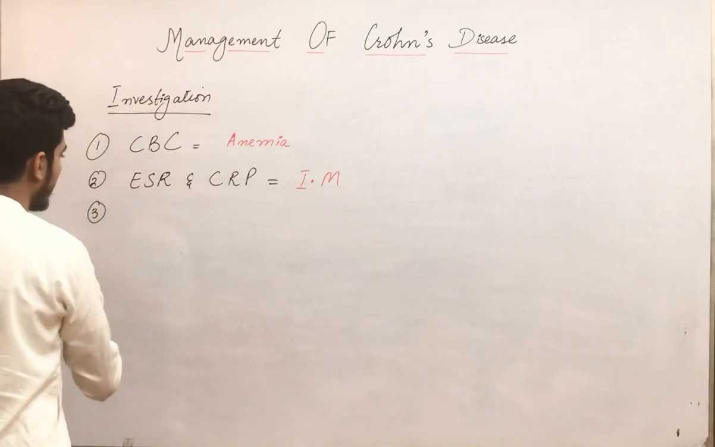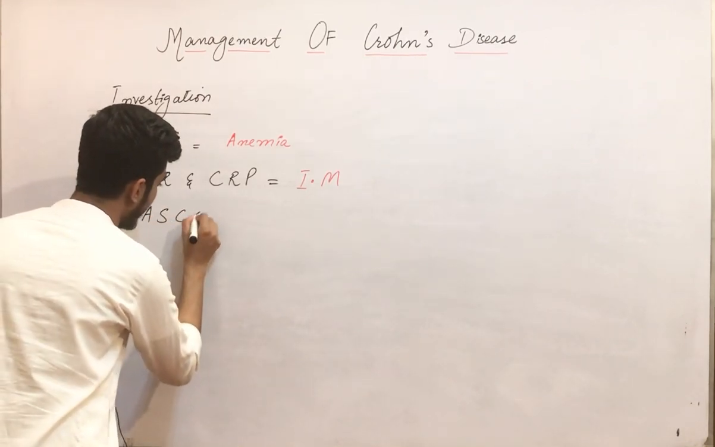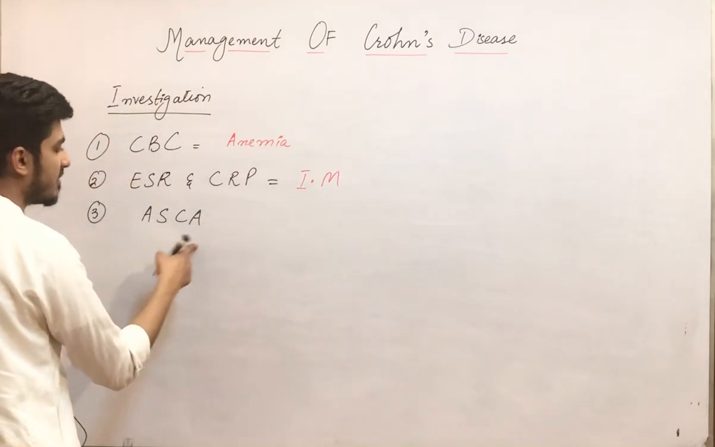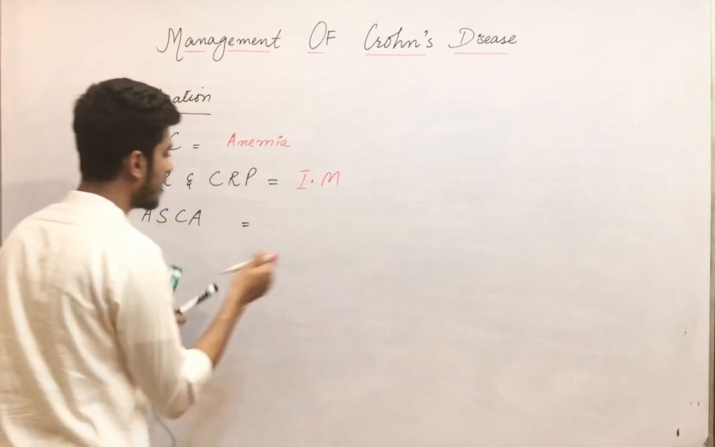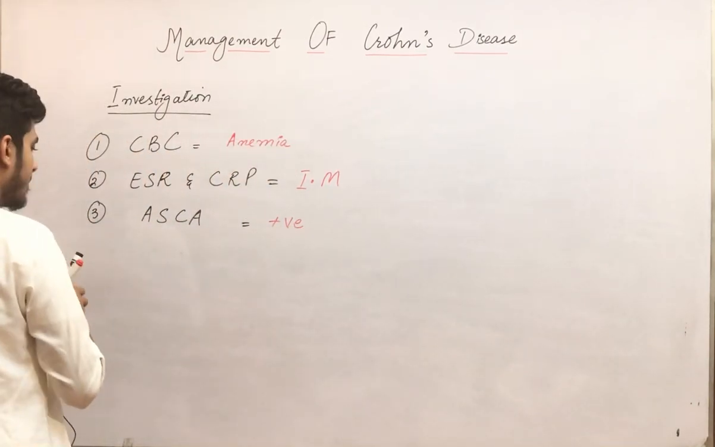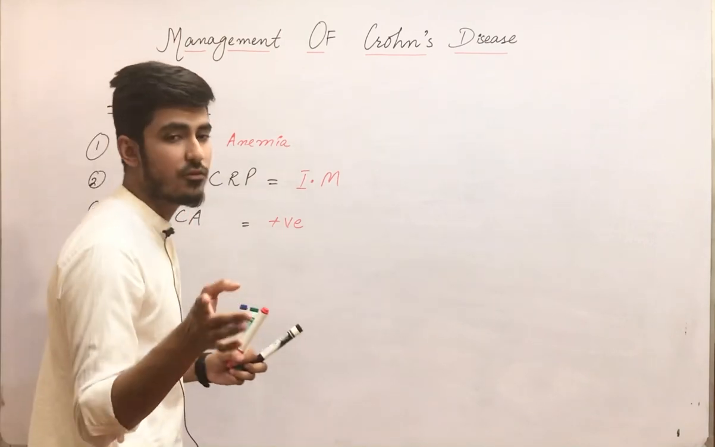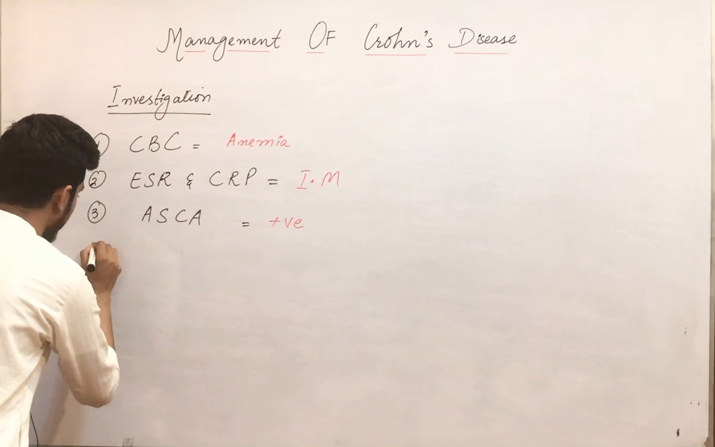Then the third thing we are going to do is the anti-Saccharomyces cerevisiae antibody, because this is basically positive in Crohn's disease. Clear? And I told you that in ulcerative colitis, the P-ANCA is positive.